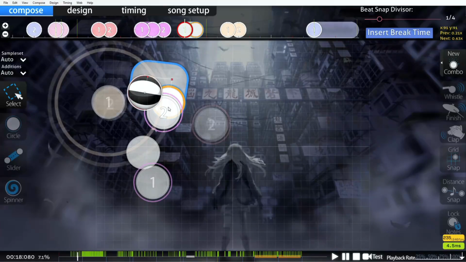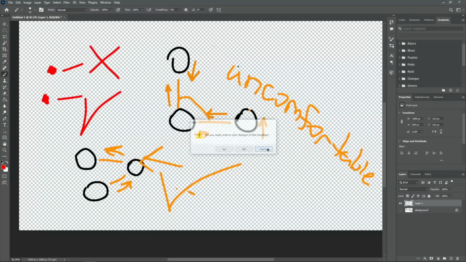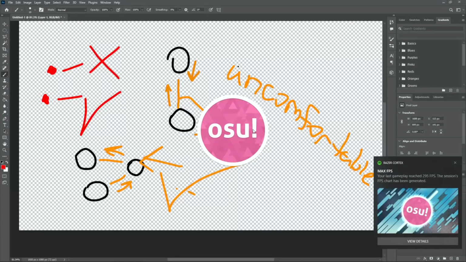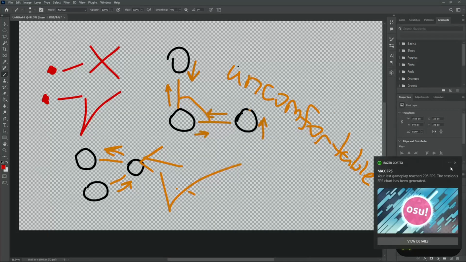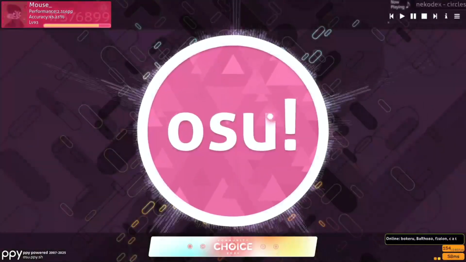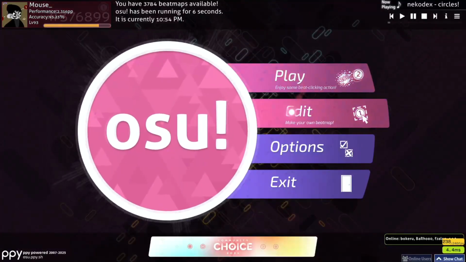Let's unfuck the map. Oh my god, what happened? The game just crashed. I think I clicked the undo button too quickly. I streamed like a solid 250. That's how fast I clicked.